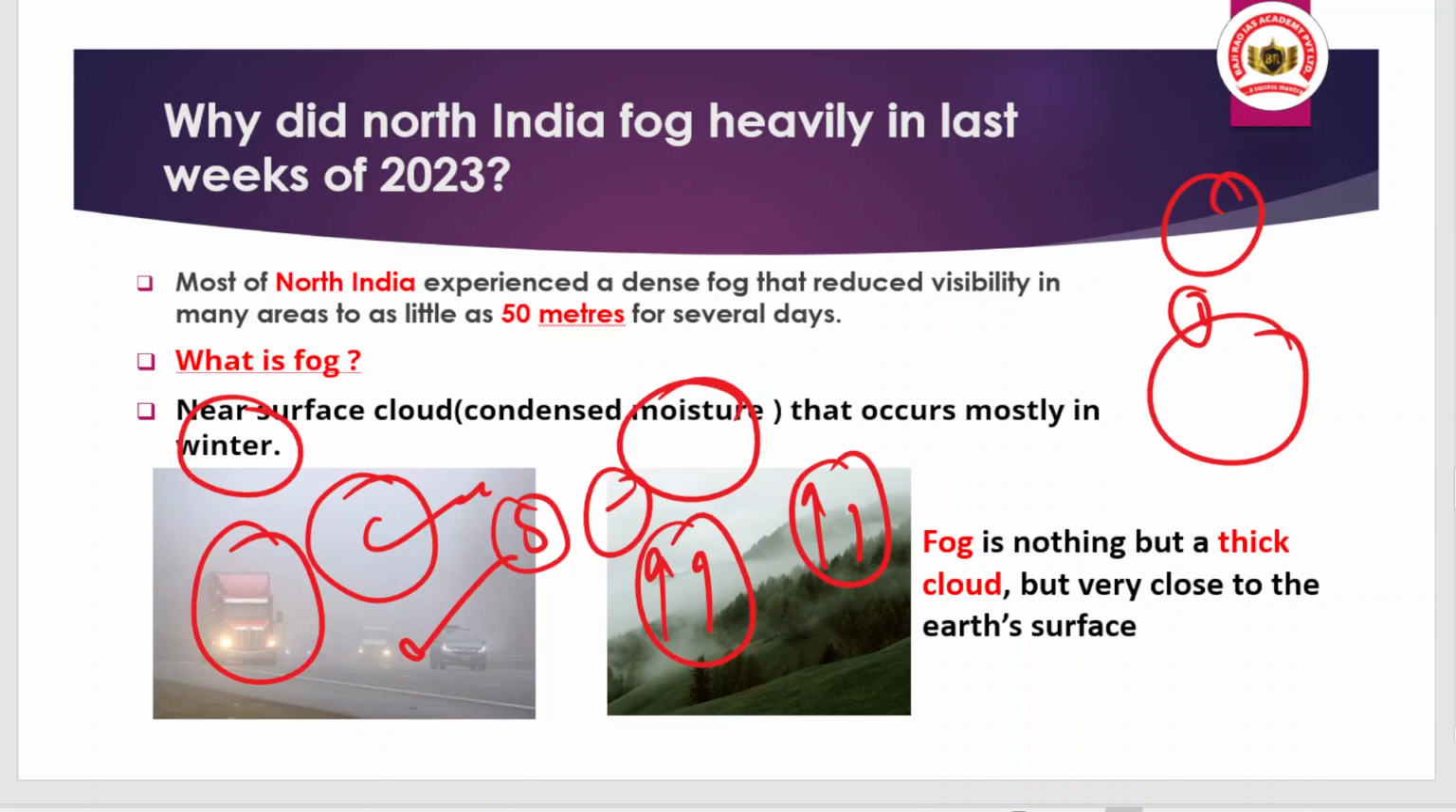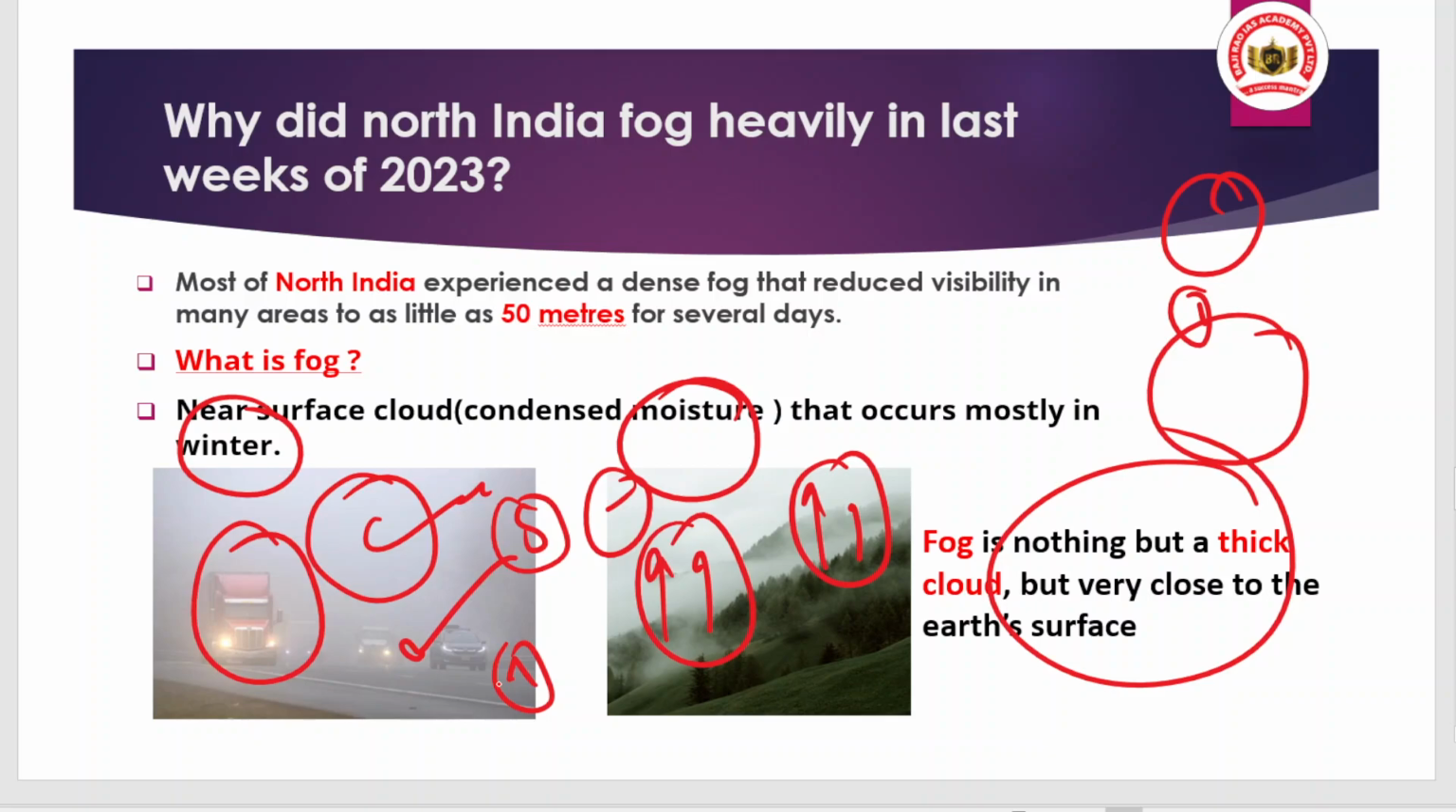So fog is nothing but a thick cloud very close to the ground surface or the earth surface, and it is also called the temperature inversion phenomenon. So tell me, what is this temperature inversion phenomenon? Just an easy concept, it is also mentioned in NCERT. Maybe if you have read it you can definitely decode it and try to tell me in the chat box.